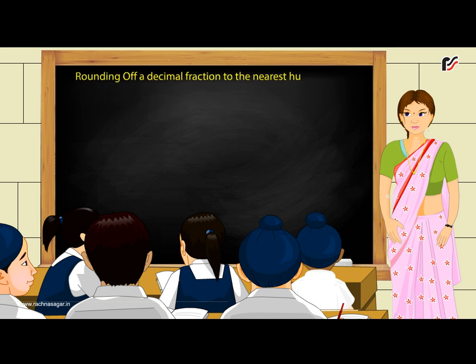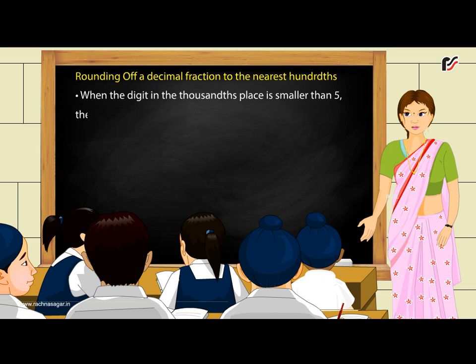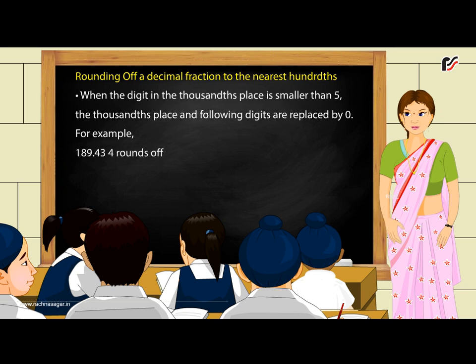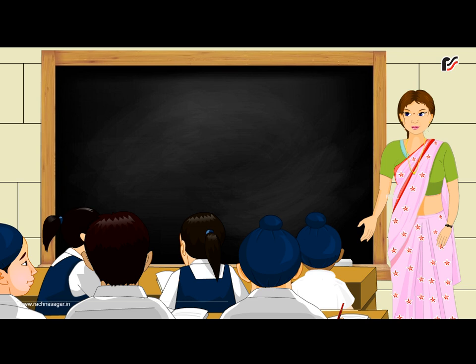Rounding off a decimal fraction to the nearest hundredth. When the digit in the thousandths place is smaller than 5, the thousandths place and following digits are replaced by 0. For example, 189.434 rounds off to 189.430 since 4 is smaller than 5.